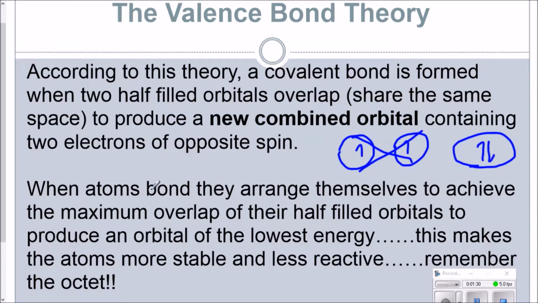So when atoms are in the bond, they arrange themselves to achieve a maximum overlap of their half-filled orbitals to produce an orbital with lower energy. So this one has lower energy than the two separate orbitals. This makes the atoms more stable and less reactive. And again, the octet rule still applies here.